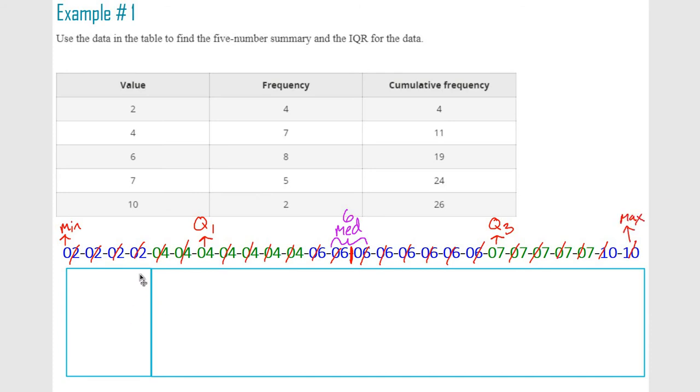So let's see how we did. All right, minimum is 2. Q1 is 4. Median is 6. Q3 is 7. Max is 10. Looks like we did good.